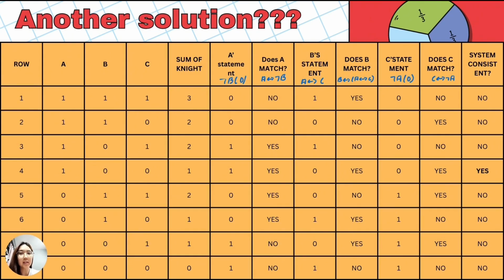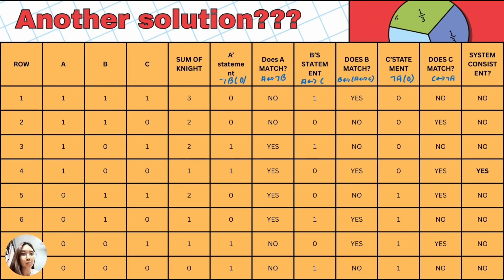So we look at the second statement, which is the B statement. B says that A is the same as C. So we look at the A column and the C column. Are they the same? For example, in row 1, A is 1, C is also 1. So yes, this statement is correct, so we put 1 at the B statement.